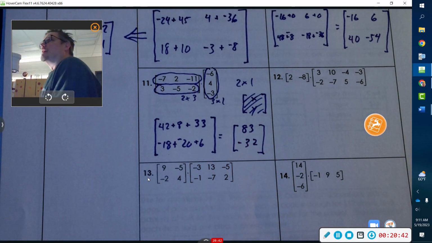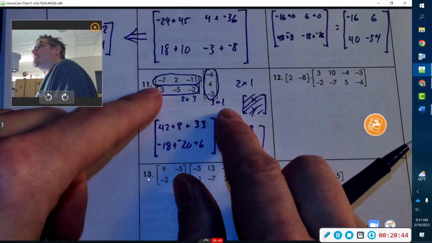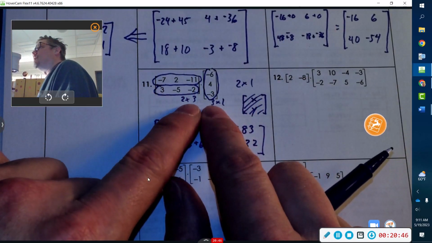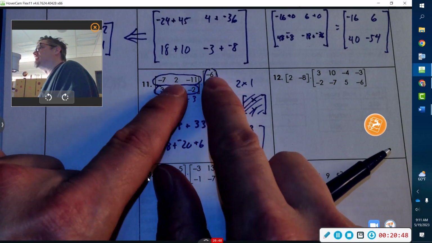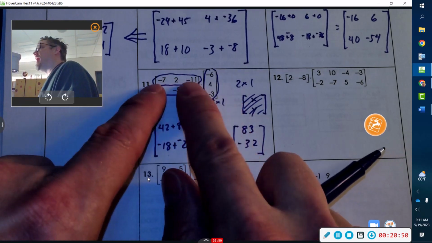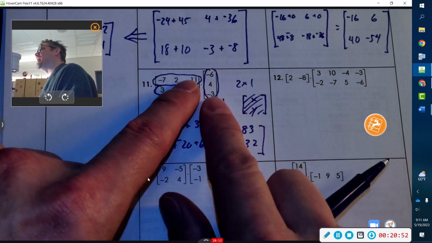So again, you've got to have these columns and rows match, because do you guys see what we're doing here? They have to match in order to go across and go down.